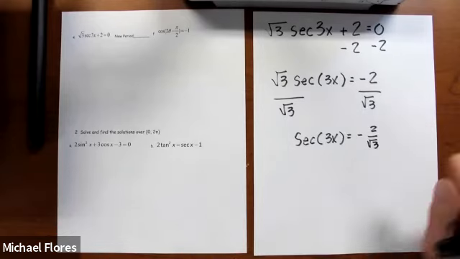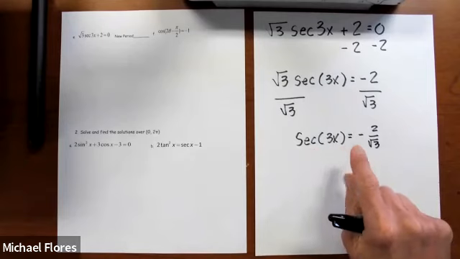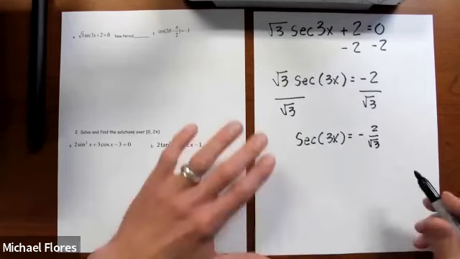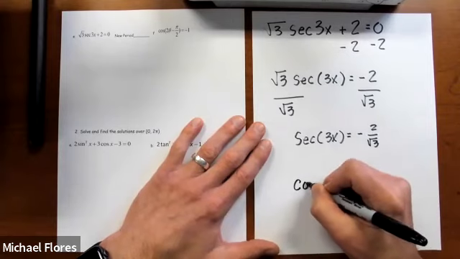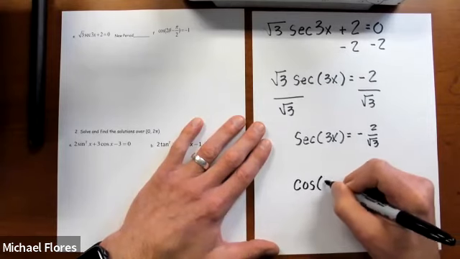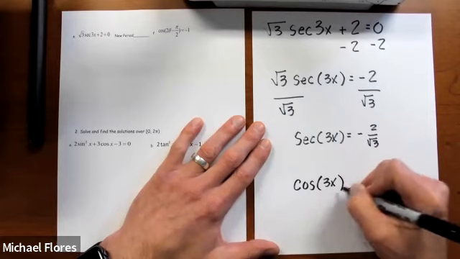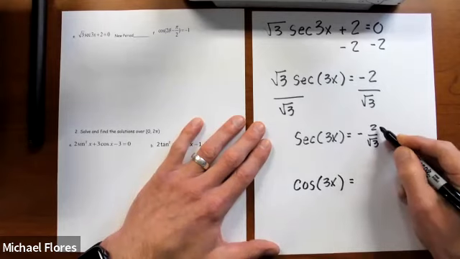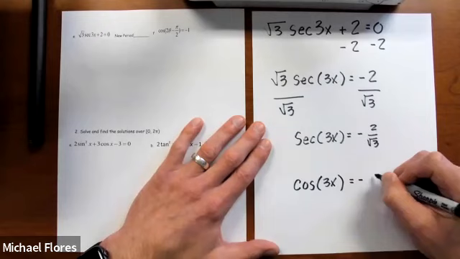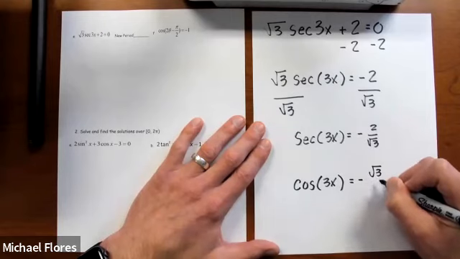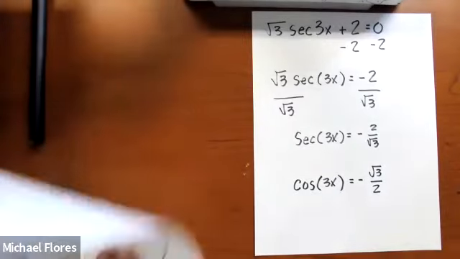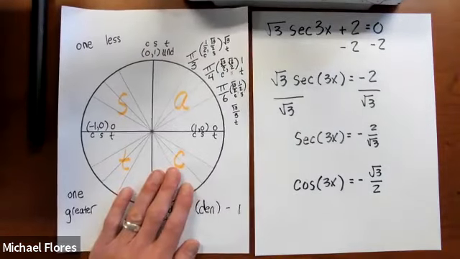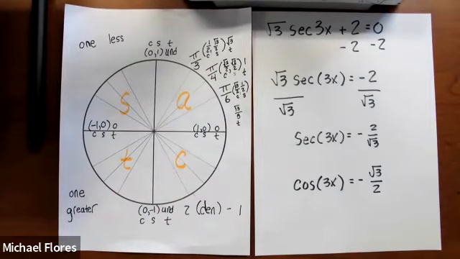Okay, now that we're left with nothing but our trig function and what's in parentheses, we want to go ahead and do our reciprocal here. So the reciprocal of secant is cosine, and the reciprocal of negative 2 over square root of 3 is negative square root of 3 over 2. Let's take a look at our unit circle. We need to figure out where is cosine negative root 3 over 2.